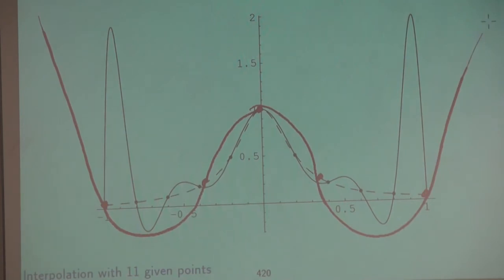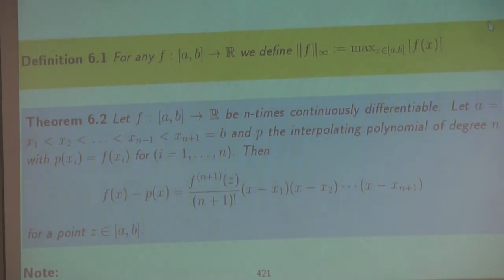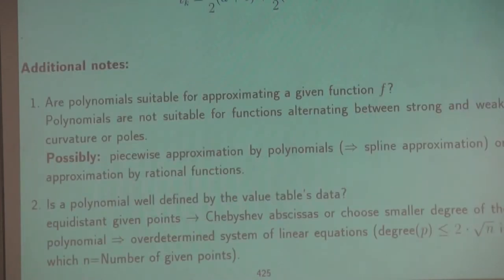Yeah, but then, what can we do to improve it? Distribute it like Chebyshev told us. And that would mean we have to move this point around here. And then it might be quite good. Okay, yeah, so much about polynomial interpolation.